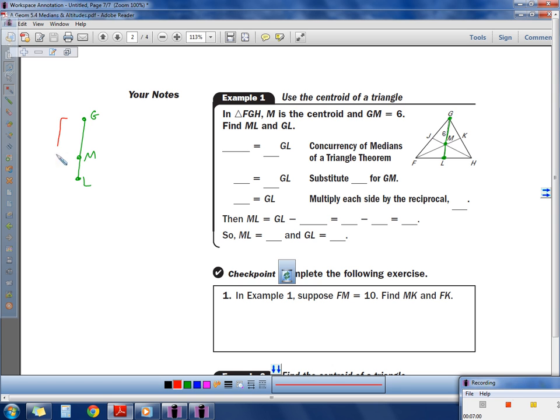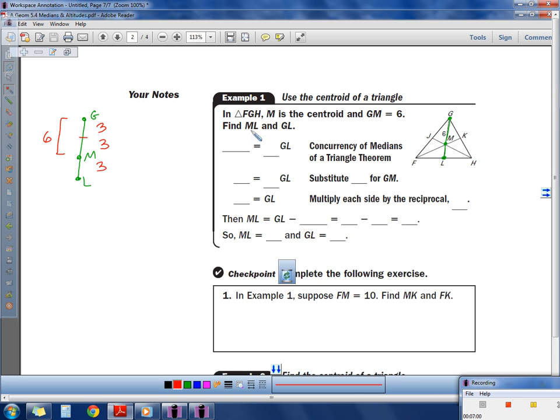GM is 6. So that piece from there to there is 6. But what are we supposed to remember to do to that long piece? You have to chop that. That way you now have 3 equal parts. So if I cut 6 in half, what do I get? So I can repeat the 3s all the way down.